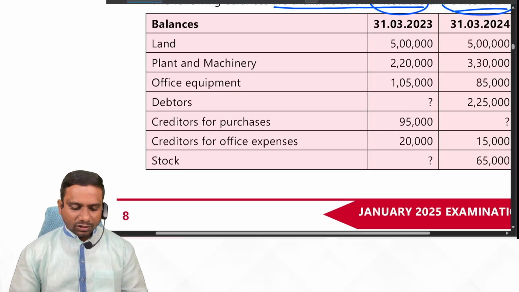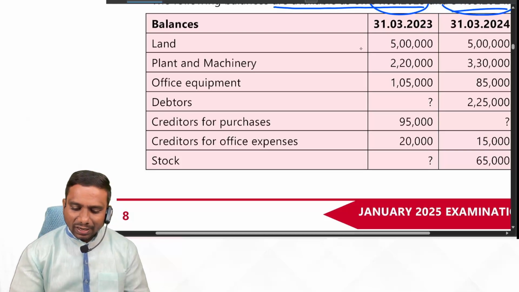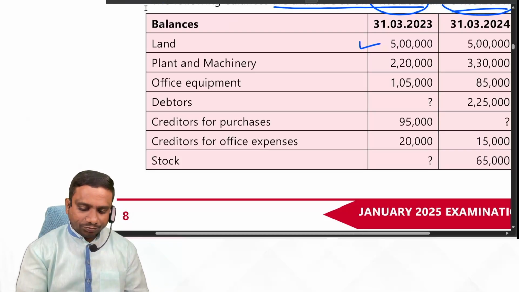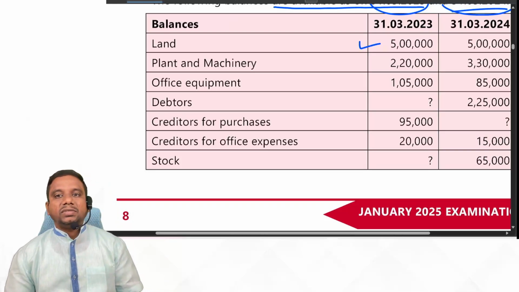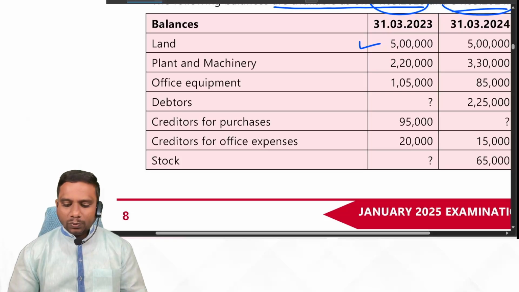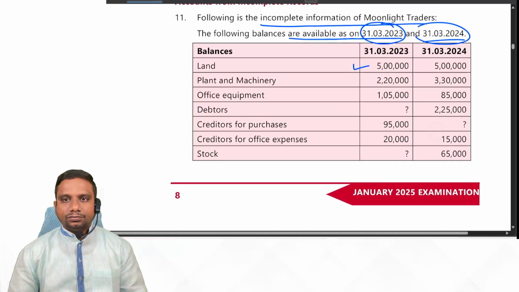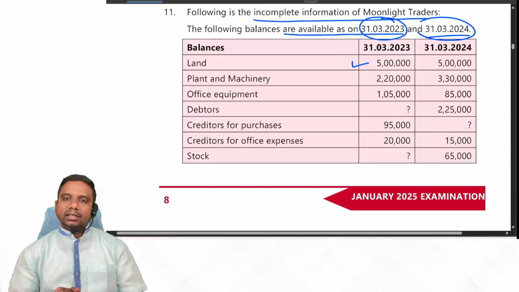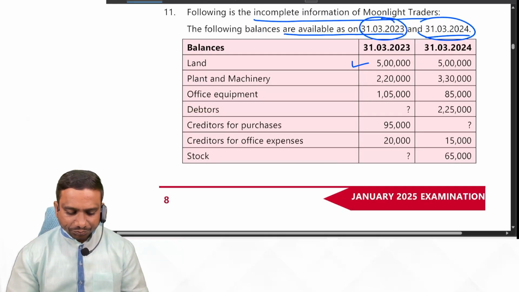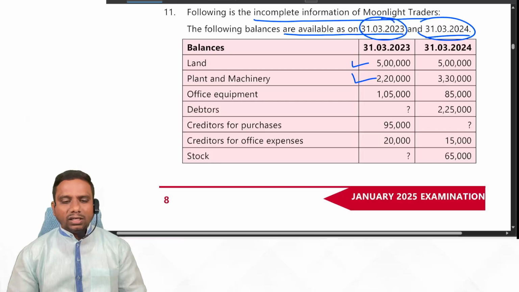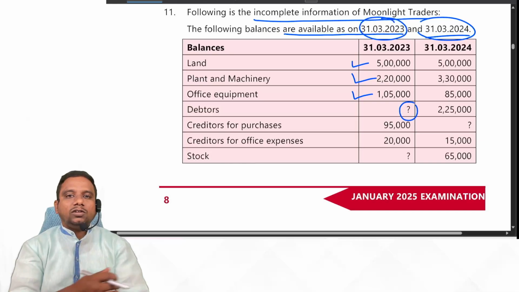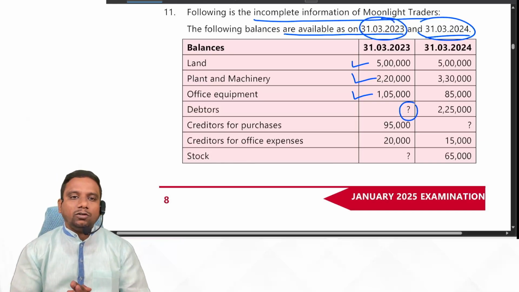Land. They have given land. Opening balance sheet, asset side. Next, plant and machinery, opening balance sheet asset side. Office equipment, opening balance sheet asset side. Debtors they didn't give. You need to calculate how much of debtors we have at the beginning of the year.